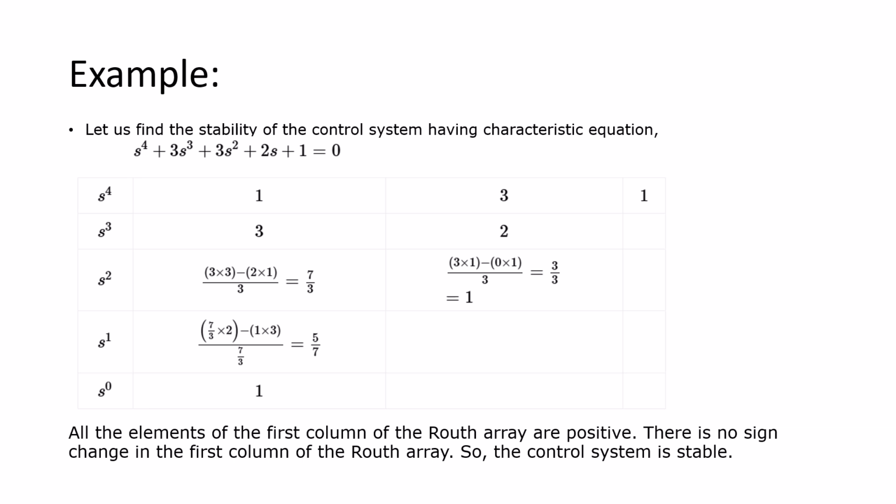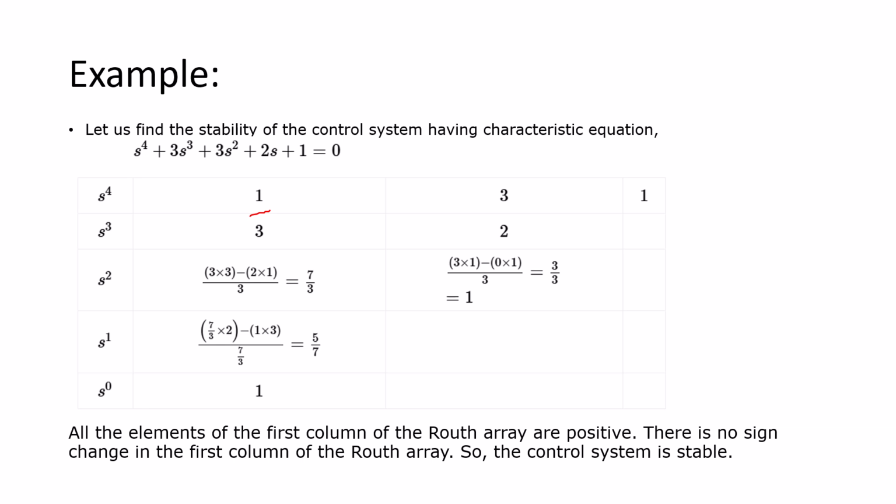The characteristic equation is basically a polynomial: s to the power 4 plus 3s cube plus 3s square plus 2s plus 1. The highest order of s is s to the power 4. So first we write s to the power 4, s cube, s square, s1 and s to the power 0. Then the coefficient of s to the power 4 is 1, so we write 1 here.